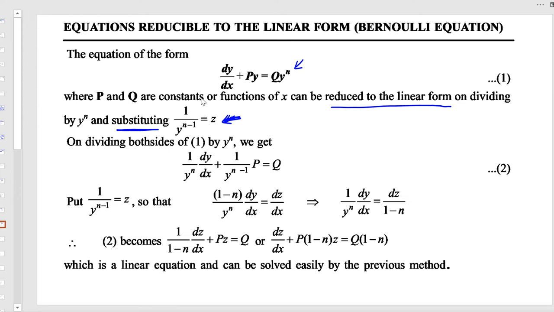So if you make this substitution, then the problem becomes of this form. Now it is in the z variable, so z is our dependent variable and x is our independent variable. So this becomes a linear equation, and it can be easily solved by the previous method, the integrating factor method.